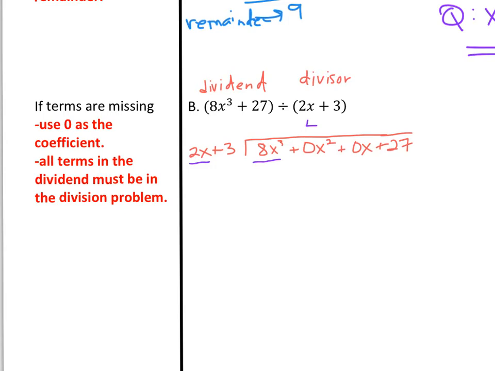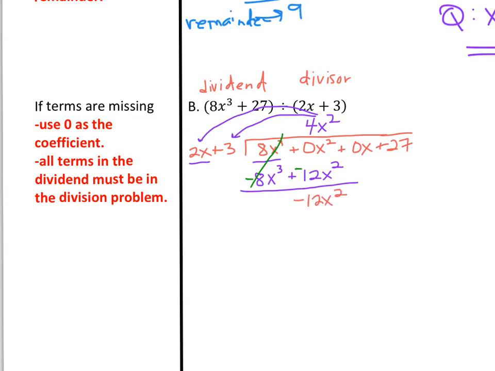Notice that'll put us in our second column again, 4x squared. If you multiply 4x squared by 2x, that would give us 8x cubed. And if you multiply 4x squared times positive 3, that gives us 12x squared. Draw your line, and in this row we subtract. Make sure you subtract both terms, so we're changing both their signs. Notice 8x cubed cancels out. But when we have 0x squared minus 12x squared, that would give us negative 12x squared left over. And we drop down the next term.